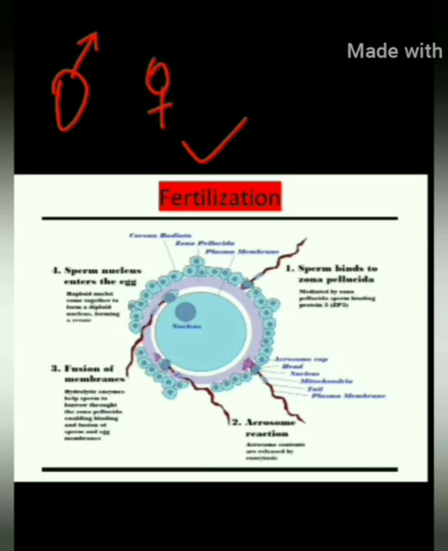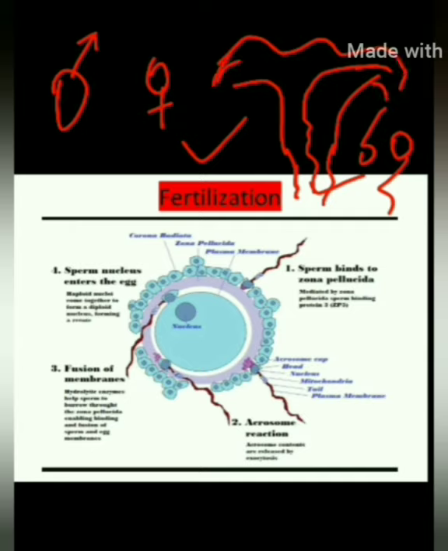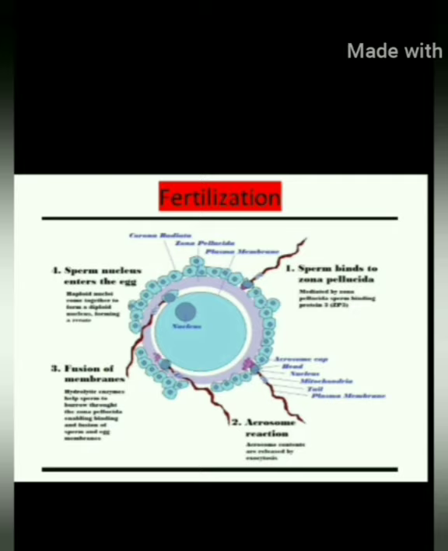As in the female reproductive tract, what happened? The sperm is released into the vagina. Now they travel through the uterus and reach up to the fallopian tube. After reaching, they try to fuse with the ovum. How this fusion takes place and what steps are involved, we are going to study. So let's have a look first of all.